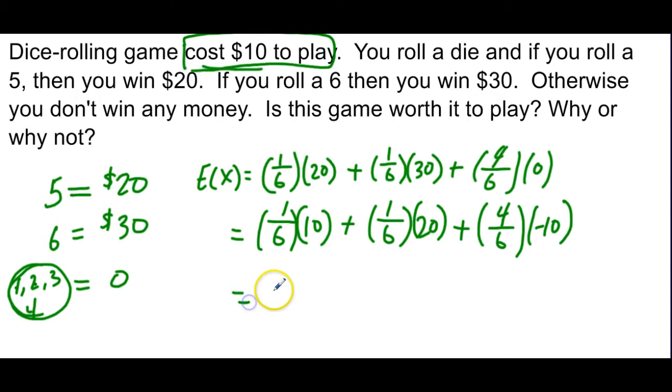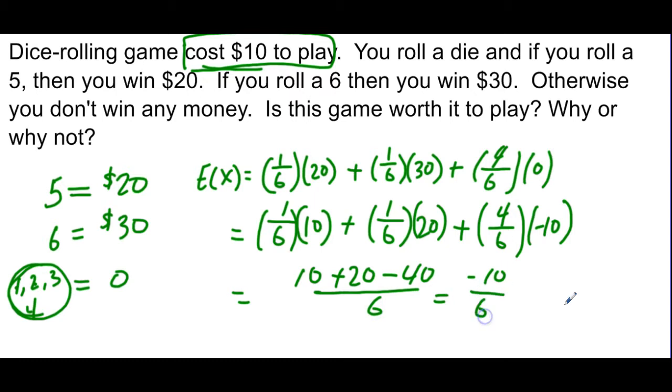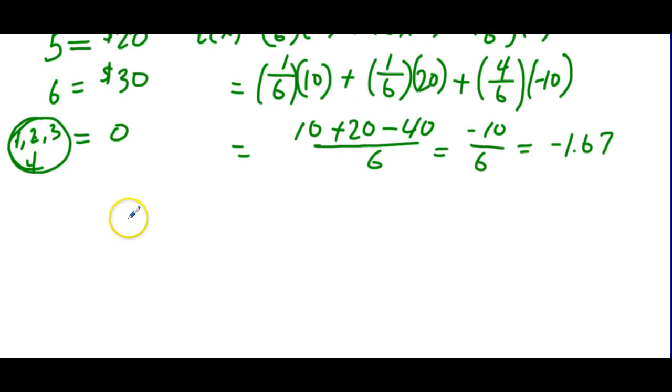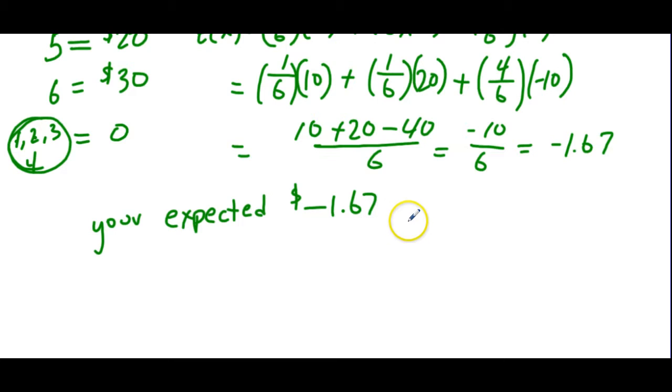So if we write all this out, this would be 10 plus 20 minus 40 all over 6. This is going to be negative 10 over 6, which is equal to negative 1.67. So what this means is you're expected to win a negative $1.67 per roll.